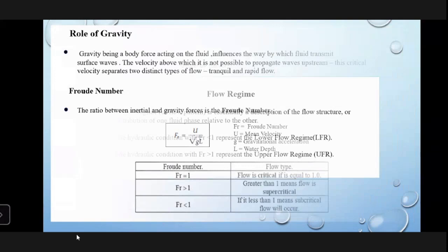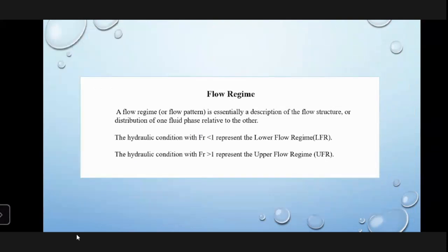Next, come to flow regime. A flow regime is essentially a description of the flow structure or distribution of one fluid phase relative to another. The hydraulic condition with Froude number less than 1 represents the lower flow regime, and the hydraulic condition with Froude number greater than 1 represents the upper flow regime.